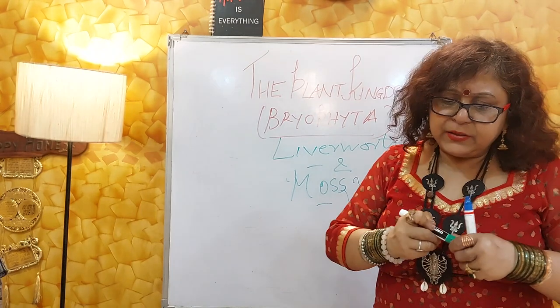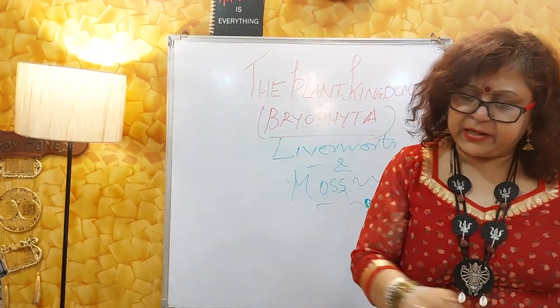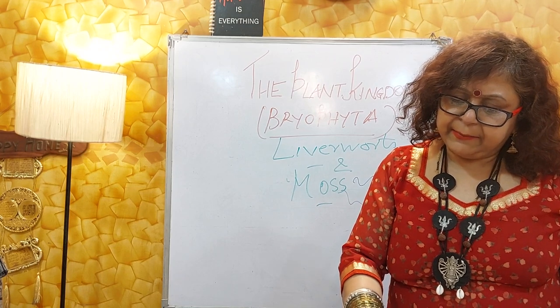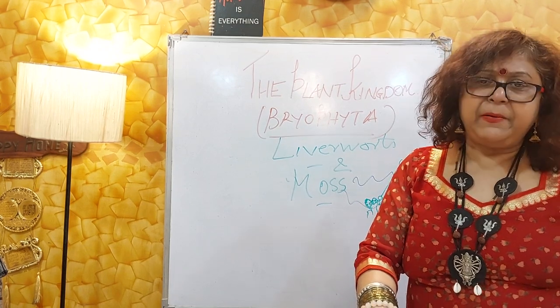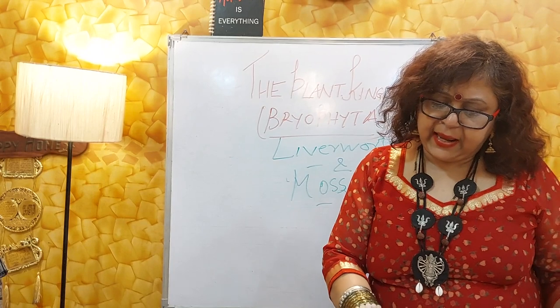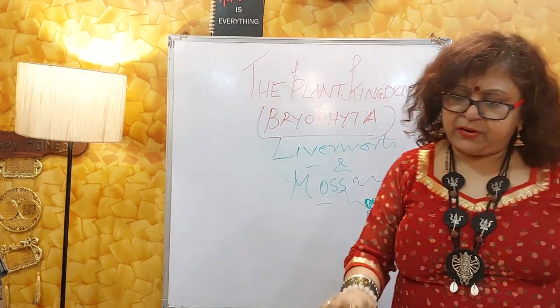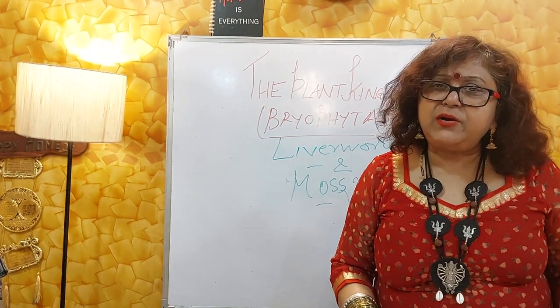Gemmae. So the asexual mode of reproduction is through the gemmae. They are green, multicellular small buds which develop from the gemmae cups, and they are located on this thallus. Gemmae, asexual mode of reproduction. Okay, now what is the sexual mode of reproduction?